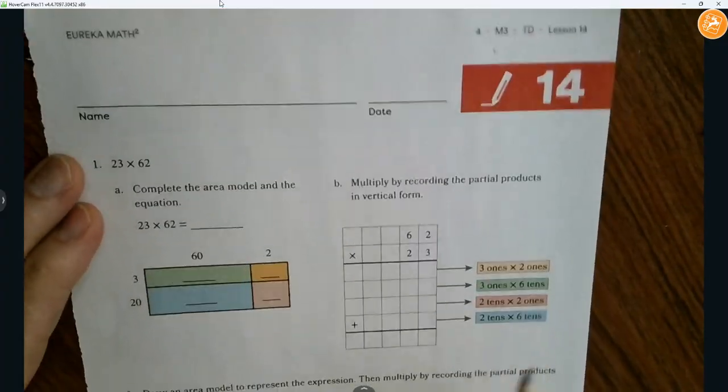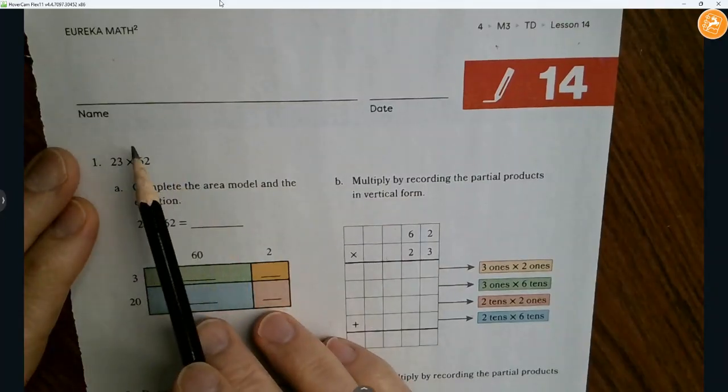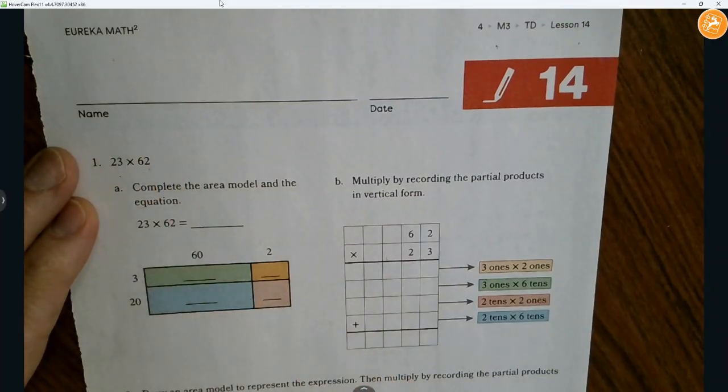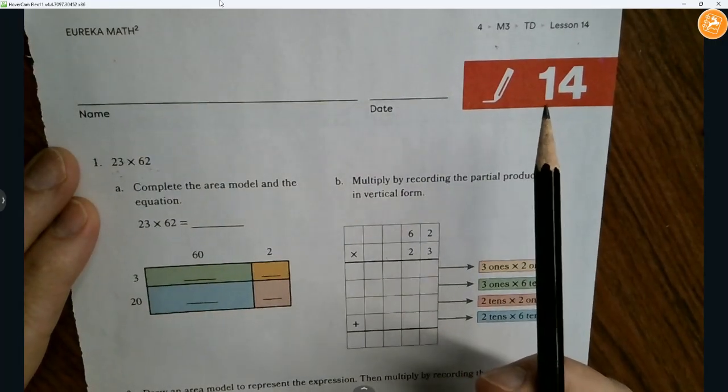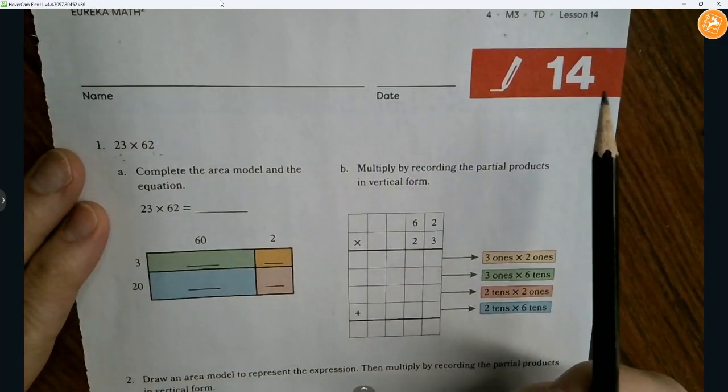There we go. All right, so we've moved into double digit multiplication. Now we're multiplying double digits by double digits. So it makes it a little bit more, but it's nothing we can't handle.